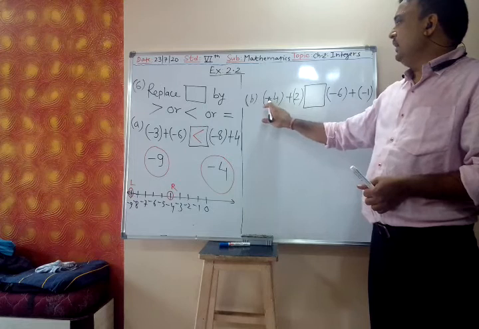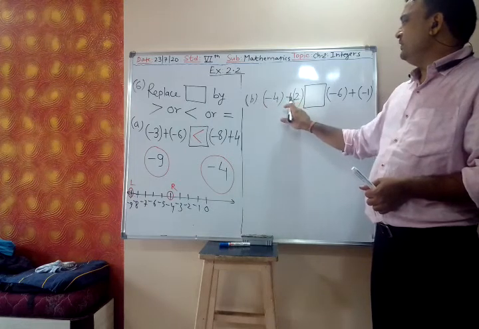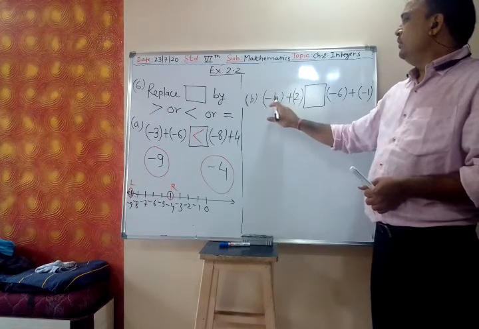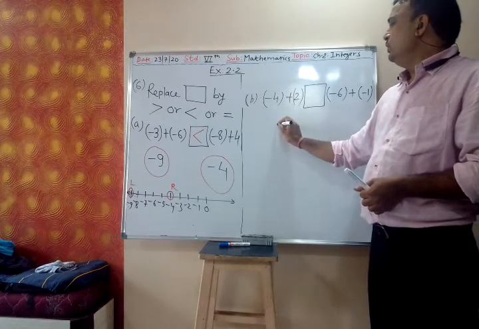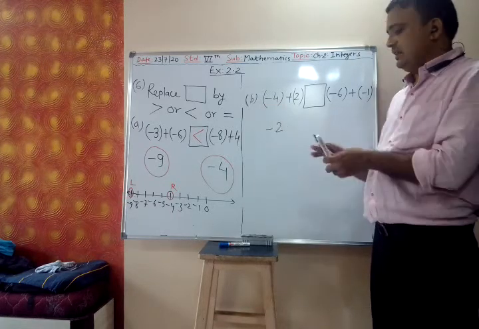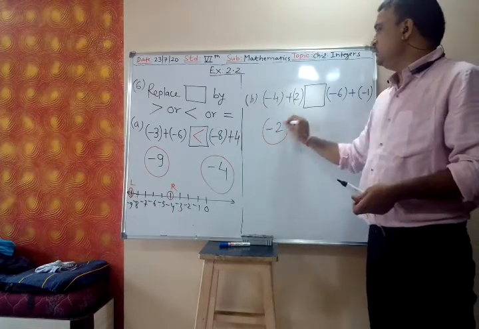What is the sign of 4? Minus. What is the sign of 2? Plus. Minus and plus, they are opposite signs. So I have to subtract. 4 minus 2 is 2. Which number is bigger? 4. What is the sign of that? Minus. So the answer is minus 2. This is minus 2.